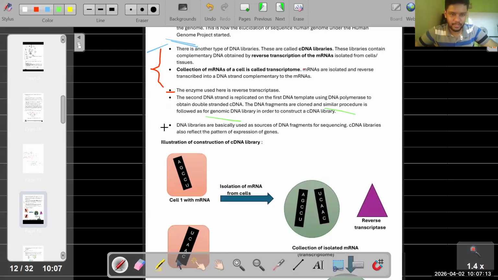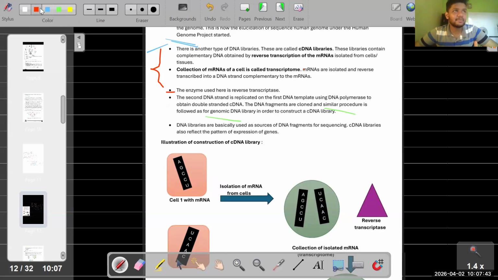Right? Let's see the last point. DNA libraries are used. Now they are saying what is the purpose of this DNA library? DNA libraries are basically used as sources of DNA fragments for sequencing. I might ask, so what is sequencing? For the time being, just ignore the word sequencing and go on, because as we go further, we'll be coming across the word sequencing.